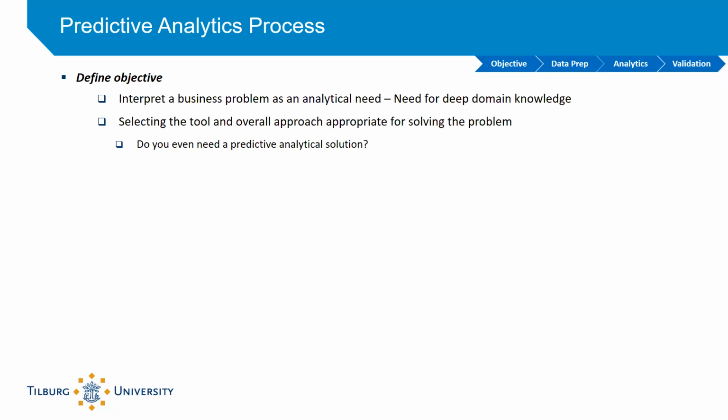The first step in this process is defining the objective. Here, what we do is we interpret a business problem as an analytical need. The way this is done is through a very good understanding of the organization and the industry in which the organization operates. Often there is a need for deep domain knowledge to successfully accomplish this step.